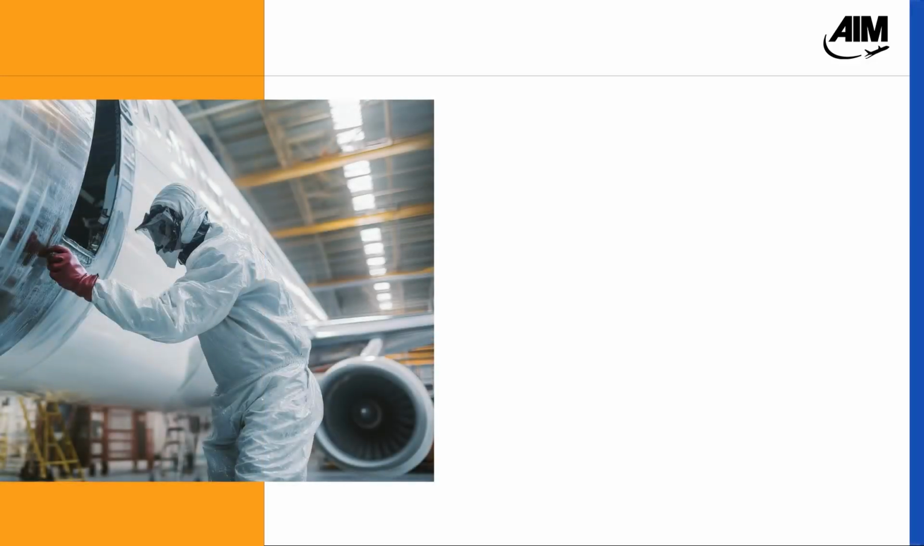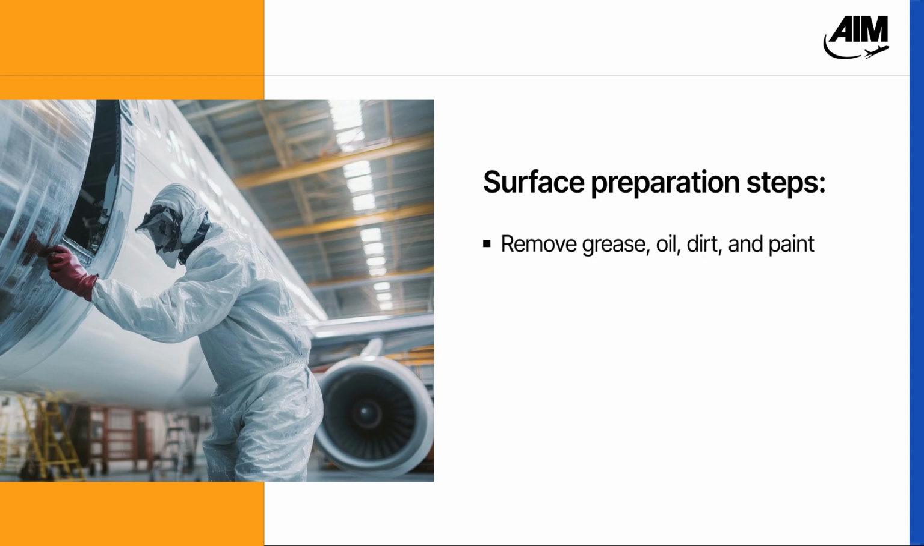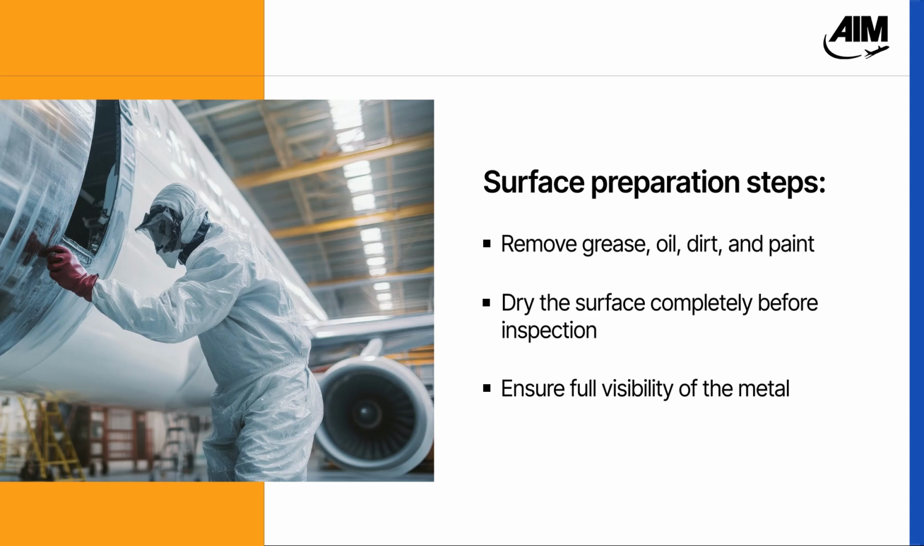Before starting any inspection, the surface must be properly prepared. Remove any grease, oil, dirt, or paint that could hide corrosion. Then, dry the surface completely. If you can't clearly see or feel the metal, the inspection won't be effective.